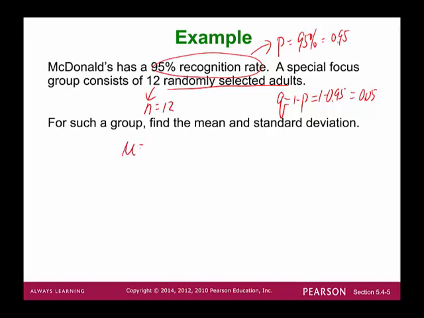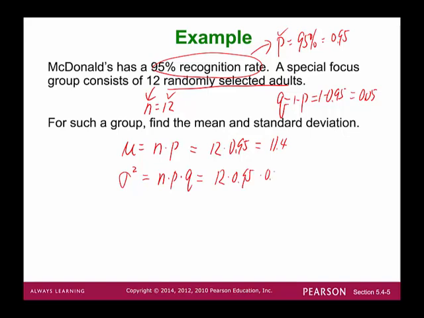The mean mu equals n times p. We know n, we know p. So 12 times 0.95. Let's see what that is. It turned out to be 11.4. And then the variance, sigma squared, is equal to n times p times q. So 12 times 0.95 times 0.05. That turned out to be 0.57.